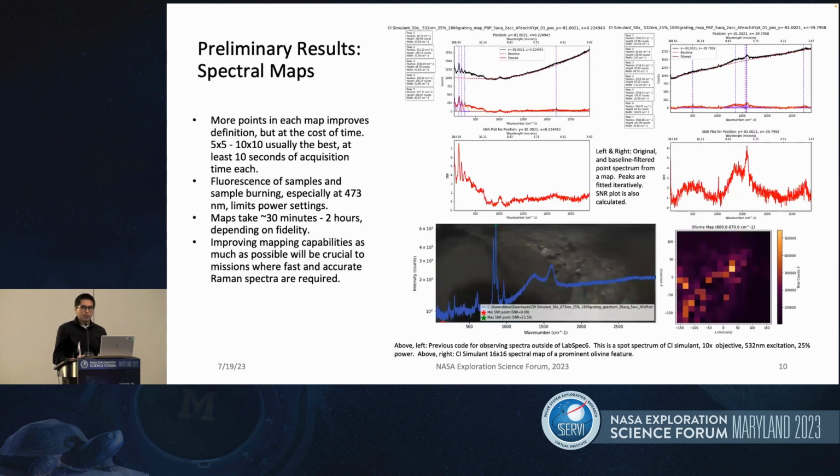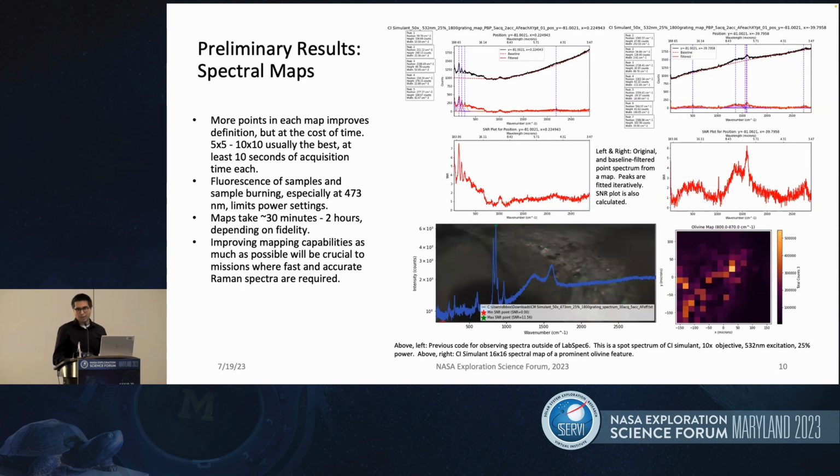For the preliminary results, we have a few spectral maps for our carbonaceous simulants, one of which is shown here on the bottom right. This spectral heat map was taken on a CI simulant with similar settings as the measurements shown above it in black and red. The pair of plots seen above are various versions of my peak fitting Python code described earlier. The fit code has improved with the older code that's shown here on the top left.